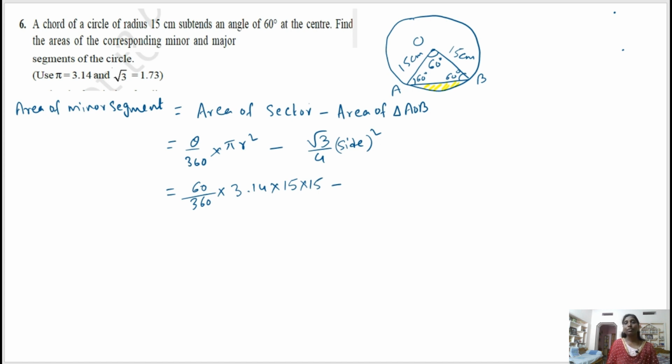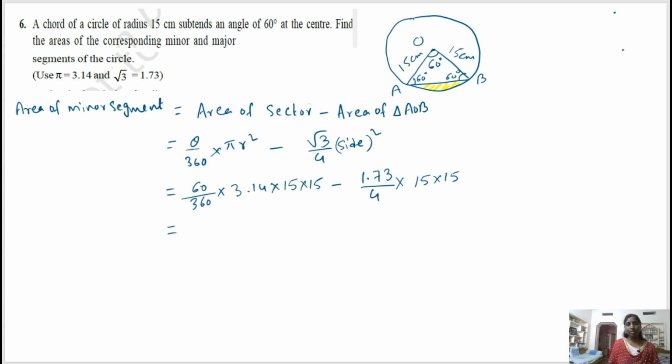Here what is the value of root 3? What value of root 3 is given in the question? 1.73 by 4 into what is the side of the triangle? 15. It means 15 into 15. Now it is the calculation part. So here it is the important part. There are many ways of calculating this sum, multiple ways are there. So here we will calculate in the simple way.